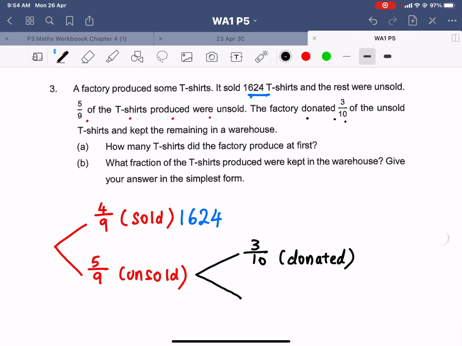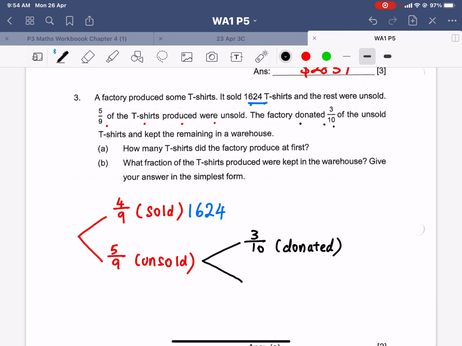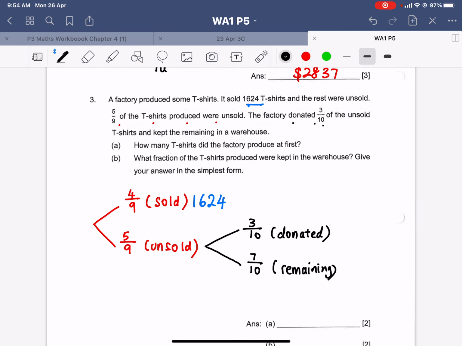Now, if you donate 3 parts out of 10 parts, donated away, this will leave you with 7 parts out of 10 parts, right? That is in the warehouse remaining, if you call it. Okay, so that's the entire story, all in branches. So the question would be, how many t-shirts did the factory produce at first?